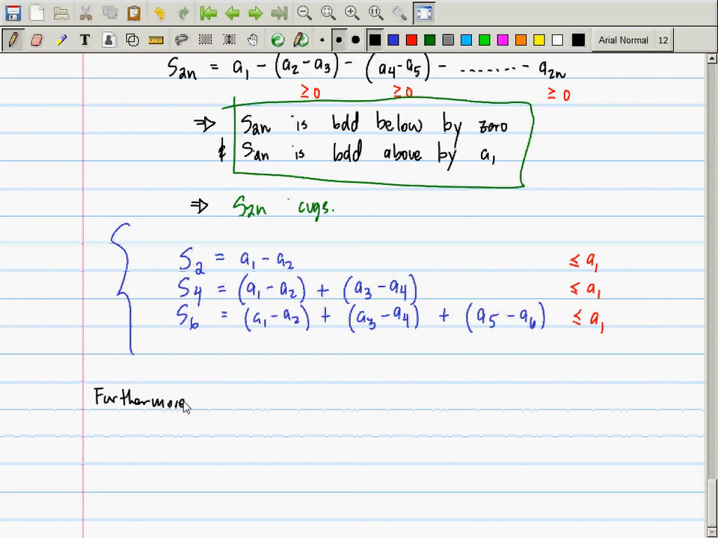Furthermore, we can say the following about S2N plus 1. We dealt with the even part of the sequence of partial sums. 2N is always even, so 2N plus 1 is always odd. The odd terms of the sequence of partial sums always have this format: it is S2N, and the odd terms are positive, like A1 is positive, so this will be plus A2N plus 1.